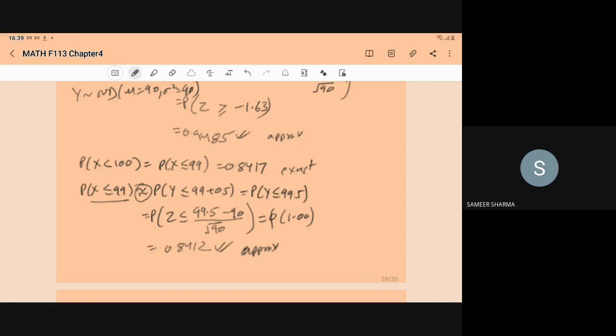Sir, why didn't we do P of X less than 100 directly as P of X less than 100.5 in normal? Why did we first convert it to X less than or equal to 99 and then add 0.5? Actually, with less than 100 we do not know what is the last point. So there should be one equality also among the two limits.